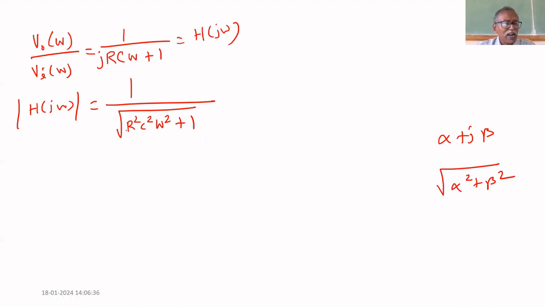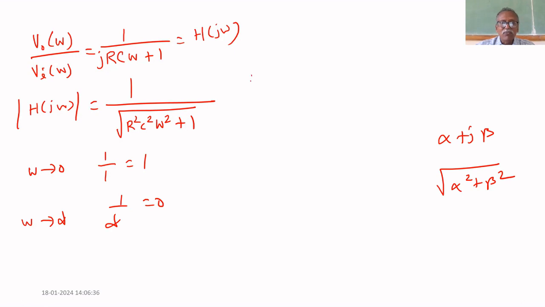Modulus: so here, square root of R square C square omega square plus 1. Omega tends to 0, what will happen? You will get 1 by 1, that is equal to 1. So it passes low frequencies. When omega tends to infinity, what happens? 1 by infinity, that is equal to 0. That's why it will not pass high frequency. That's why it is called a low pass filter. It acts as a low pass filter. So we are checking for extreme conditions, lowest frequency 0 and highest frequency only. In between, what will happen?